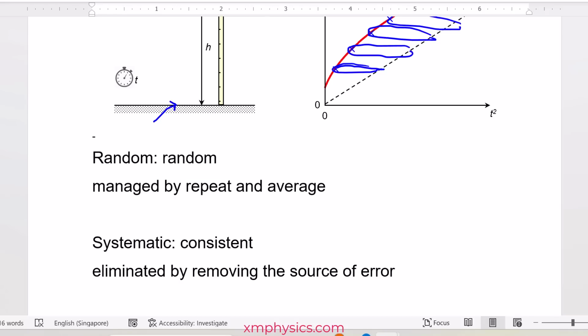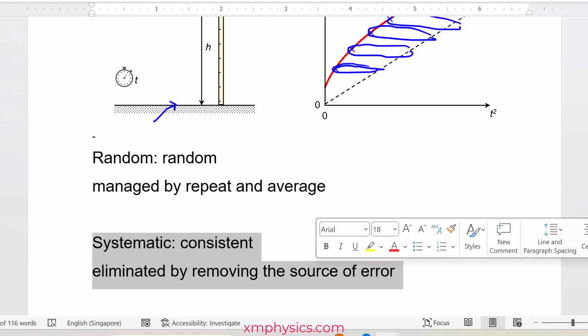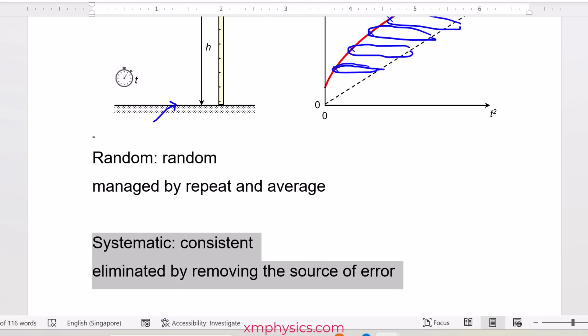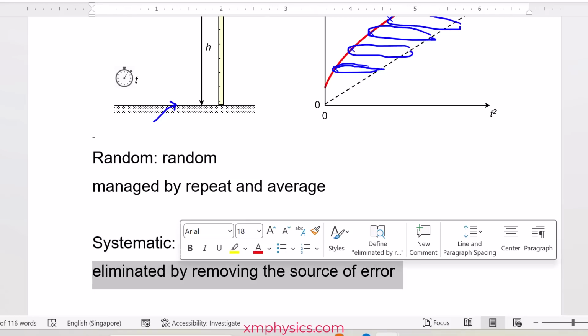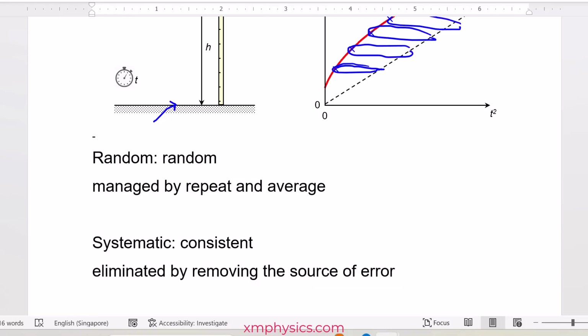Yeah, but systematic errors, that's the one. Most of the time, systematic errors will cause inaccuracy because you cannot just eliminate them by repeating and averaging. So what you have to do is to identify the source of error and then remove it and then correct all your data. Okay, that's all.